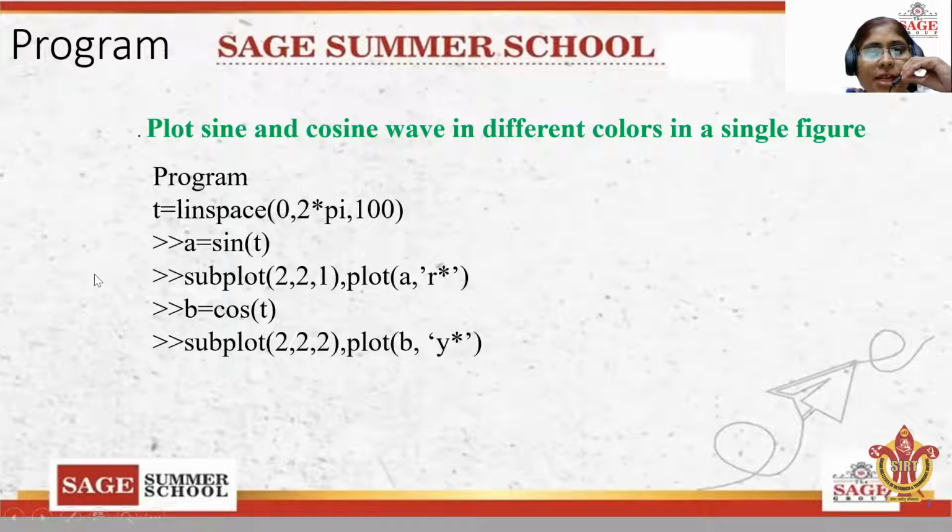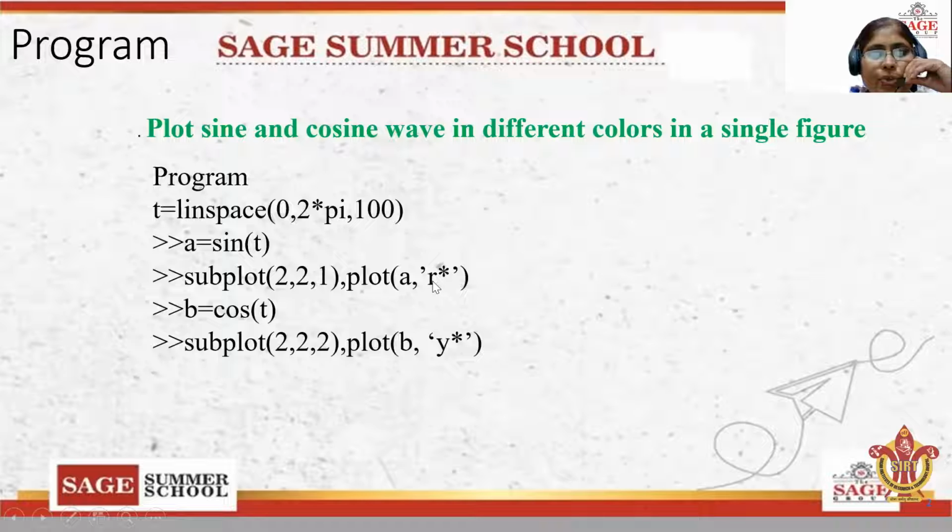So the following graph is plot, within parentheses a comma, and here the red color is written. Actually, for the plotting of any figure, the plot command is used. So the plot command is here, and within parentheses you write the variable which you want to plot. Like here, I wrote a. So this a is actually the 100 values of sine of t. So those 100 values of sine of t will be plotted here.